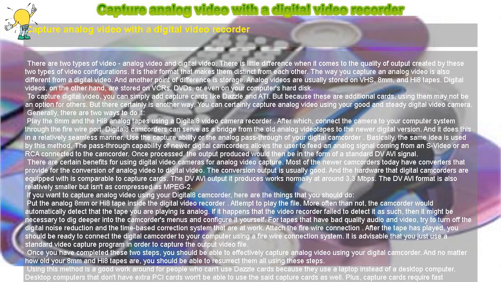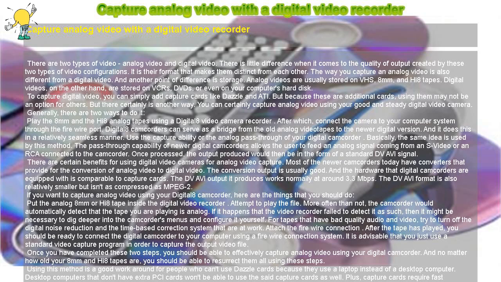Generally, there are two ways to do it: play the 8mm and the high-8 analog tapes using a digital 8 video camera recorder. After which, connect the camera to your computer system through the FireWire port. Digital 8 camcorders can serve as a bridge from the old analog videotapes to the newer digital version. And it does this in a relatively seamless manner.